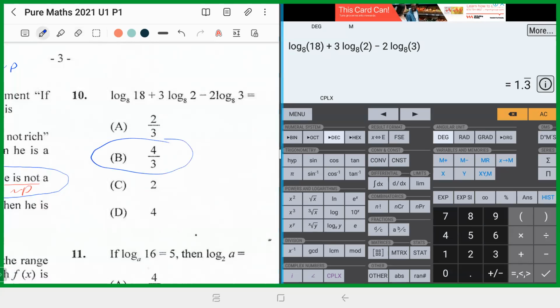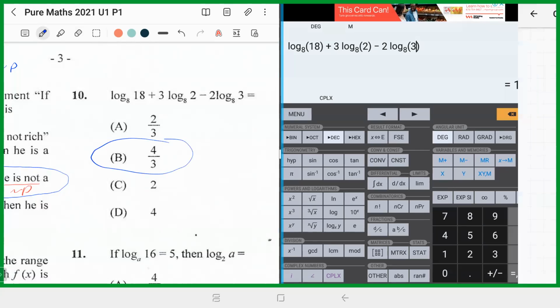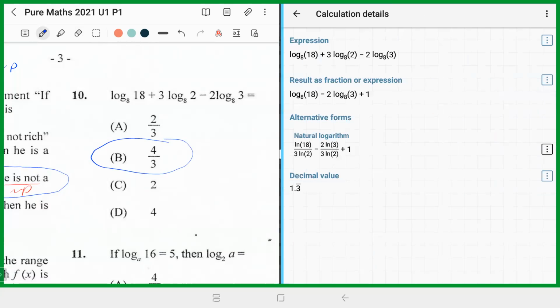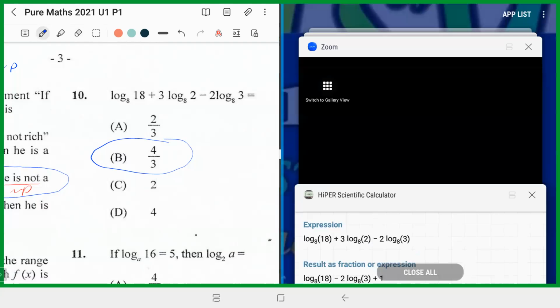If you can even show it as a fraction. See there? It gives me 1.3, and I don't know why it doesn't show me the 4/3, but this is 4/3. So 1.33333, which is 4/3, 1 1/3. That's the answer, and that's what the calculator can be used to give me.